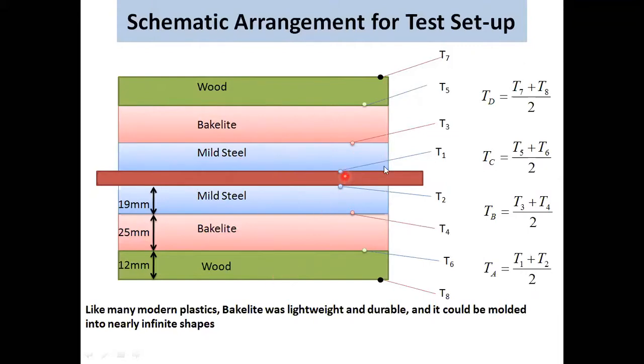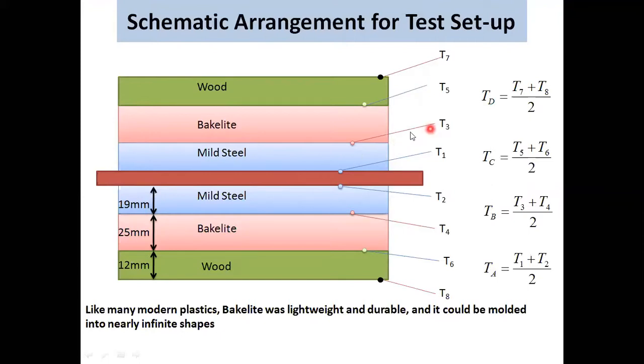In order to measure the temperatures, we have placed thermocouples in between the materials. Our first thermocouple is placed between the heater and the mild steel. Similarly, the second thermocouple, T2, is also placed between heater and mild steel. If you average out T1 and T2, that is (T1 plus T2) by 2, this will give you the TA temperature. TA is basically the temperature between mild steel and heater, or you can say TA is the temperature at the starting of mild steel.